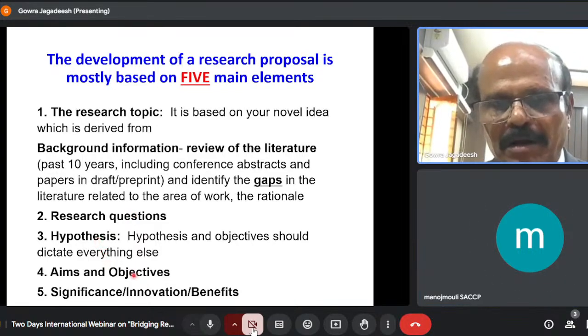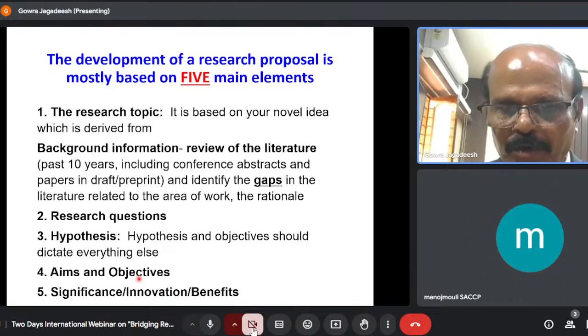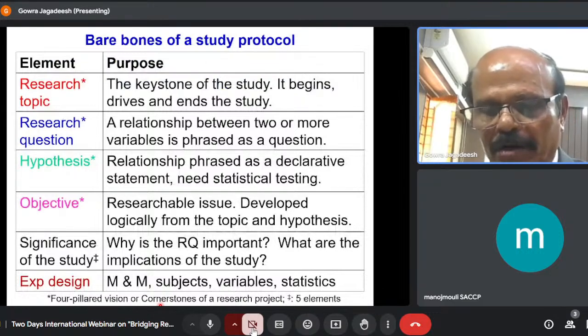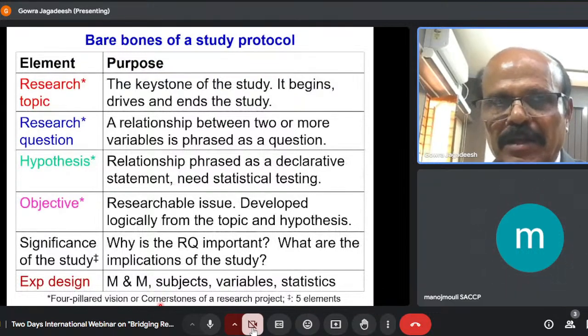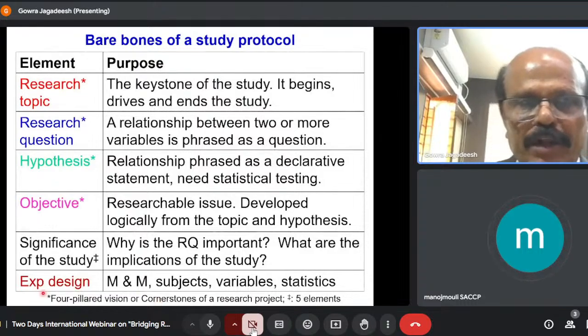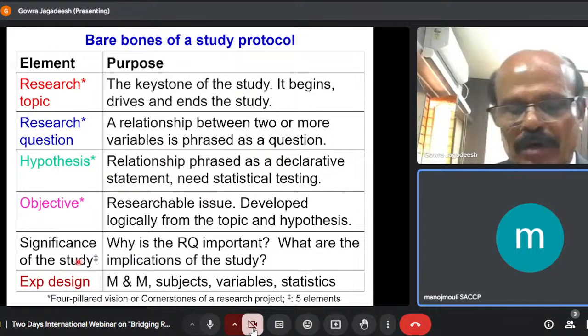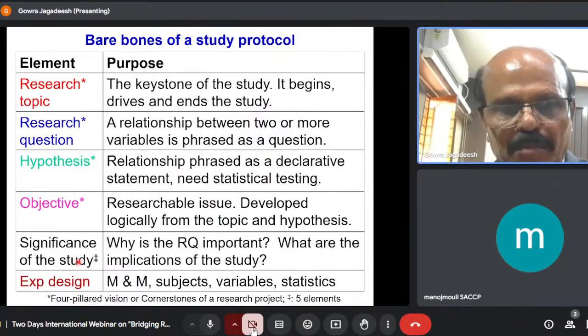Then you write the aim, a singular aim, or more than one aim if you like. Then the objective, then societal benefits, that is, why you want to carry out the studies. This summarizes the definition of all these four elements. And if you add the significance of the study, it becomes five elements, 4+1. The five corners are a must.